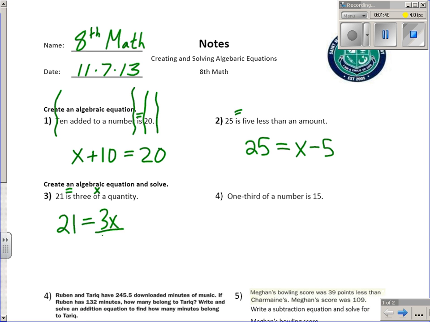Now we need to solve for x. So we divide each side by 3, and we're left with 7 equals x.